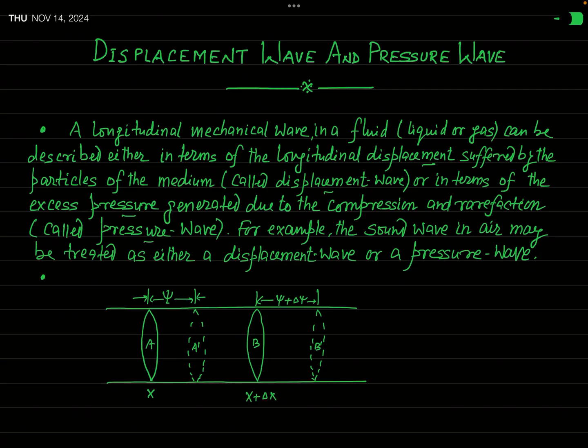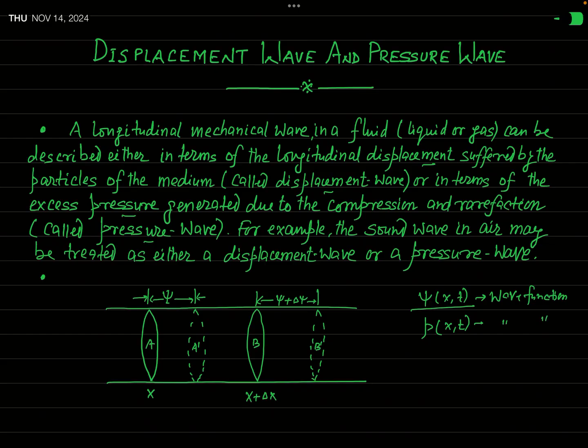Now you can see, as the longitudinal mechanical wave has two descriptions, it may be treated like a displacement wave or a pressure wave. When you consider that psi of x,t is the displacement of the particle of the medium, then it is called a displacement wave. In this condition, this displacement psi of x,t acts like the wave function. This is the wave function for describing such a wave. On the other hand, due to compression and rarefaction, the pressure of the medium gets changed and excess pressure, or change in pressure, is developed. That excess pressure, if you denote it by the symbol P, will also be a function of space and time, and that will act like a wave function in this case.